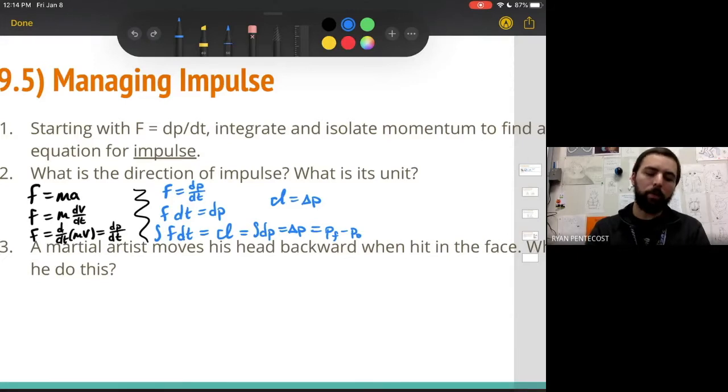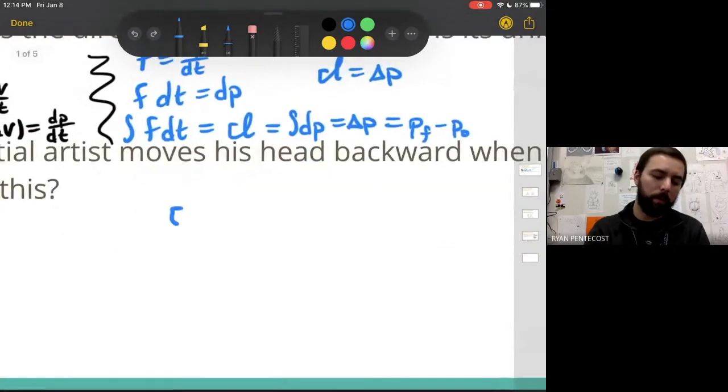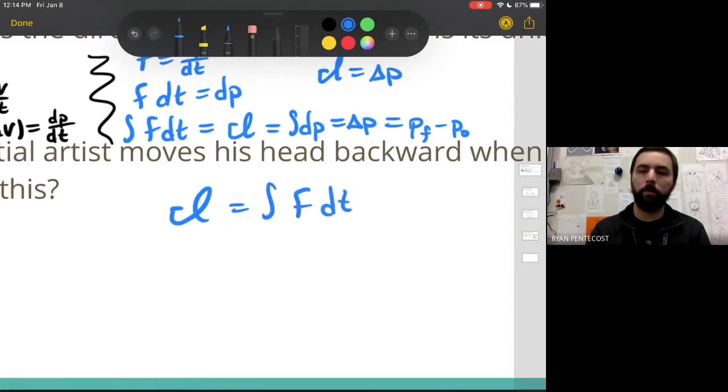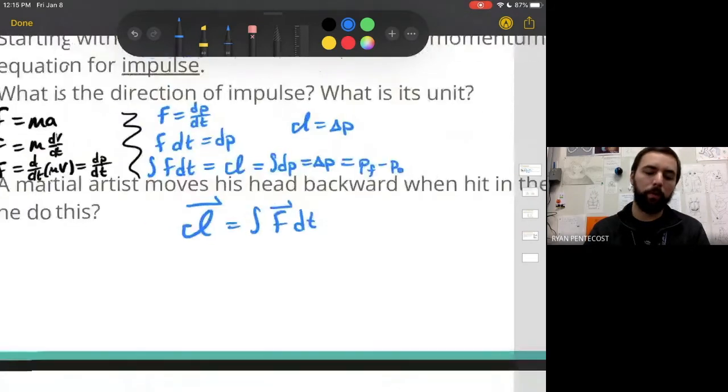Now, what is the direction of impulse, and what is its unit? Well, since impulse can be described as the integral of force over time, right? You're exerting a force on an object over time to change its momentum. The impulse vector will be in the same direction as the force vector. Wherever the force is being exerted, that is the direction of impulse.